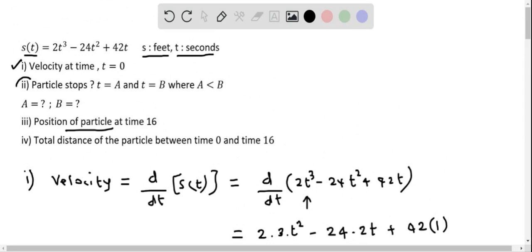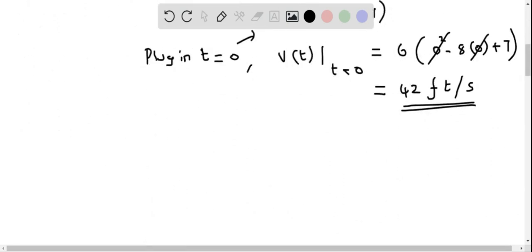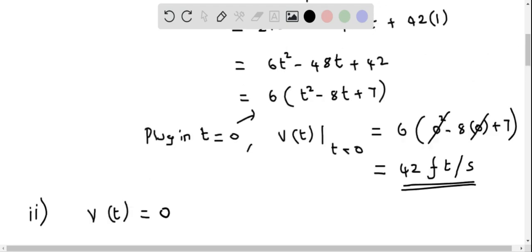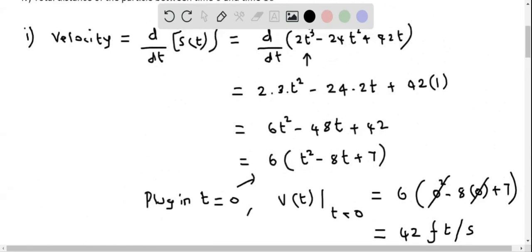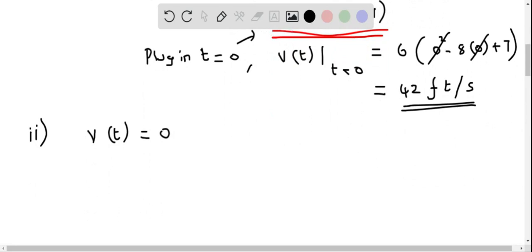Now let's move on to the second part. We have to find at what time the particle stops. We know that when the particle stops, its velocity is 0, which means we can set up an equation such that the velocity equals 0. So I'm going to replace v of t, the velocity function, with this equation. That is 6 times t squared minus 8t plus 7 equals 0.